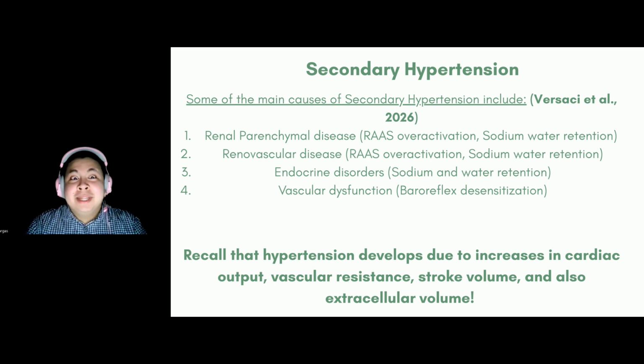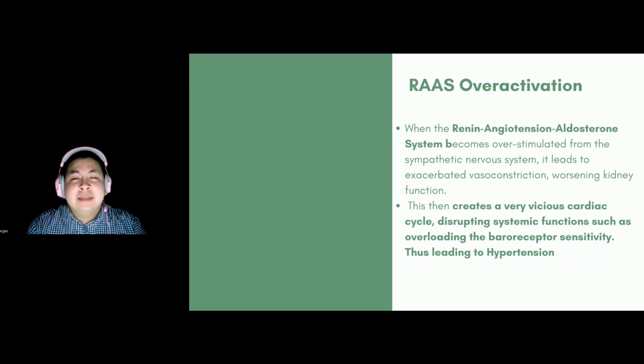When the renin-angiotensin-aldosterone system becomes overstimulated from the sympathetic nervous system, it leads to exacerbated vasoconstriction and worsening kidney function. This then creates a very vicious cardiac cycle, disrupting systemic functions such as overloading the baroreceptor sensitivity, thus leading to hypertension. Sodium and water retention.